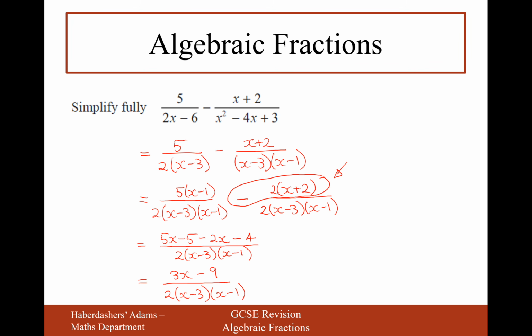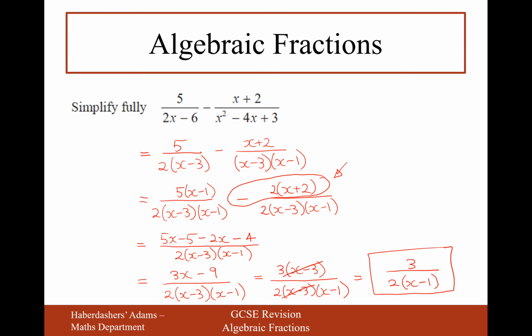Now actually what I can spot here is actually if I factorize my numerator, it would be 3, x minus 3, over 2 bracket x minus 3, x minus 1. This is very similar to 2 questions ago. I can cancel out now the x minus 3 as a factor on the top and the bottom, so my simplified final answer is 3 over 2, x minus 1. And there we are, that is the answer to this question here.